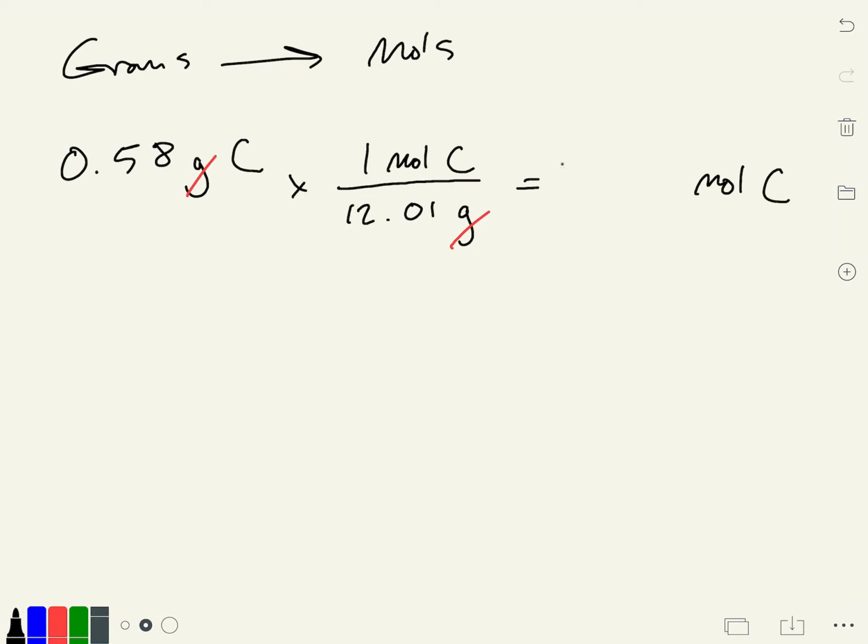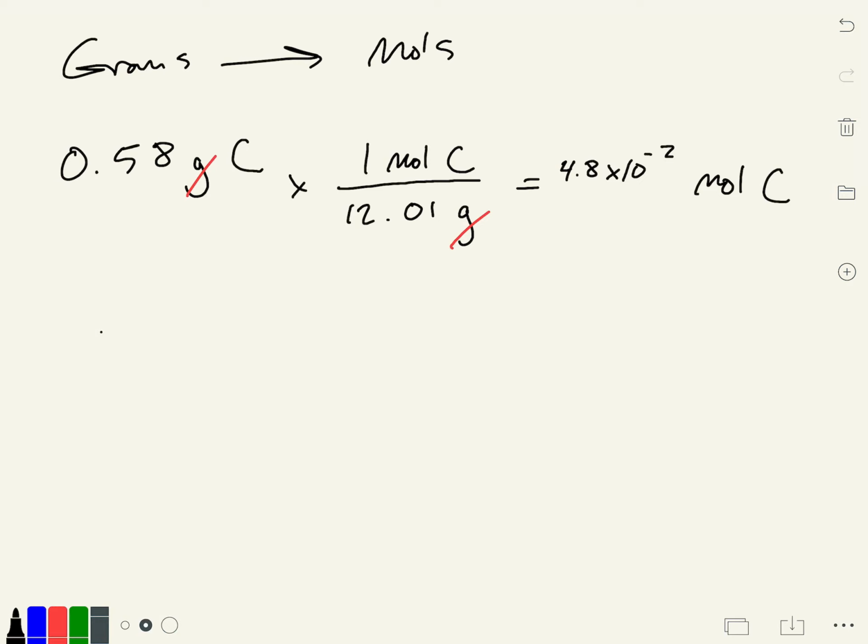You plug this into your calculator and you should get 0.048, or 4.8 × 10^-2. I mentioned that you can go back and forth.